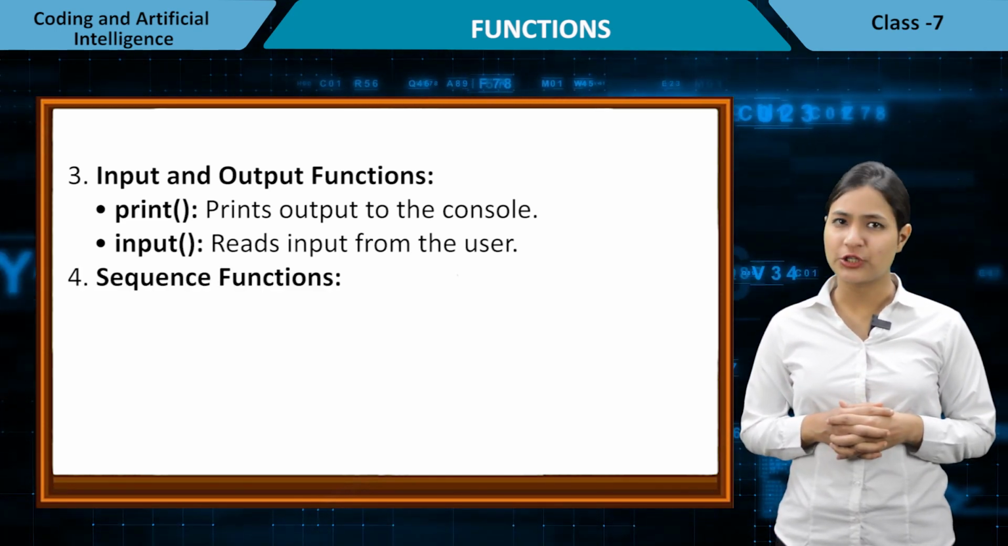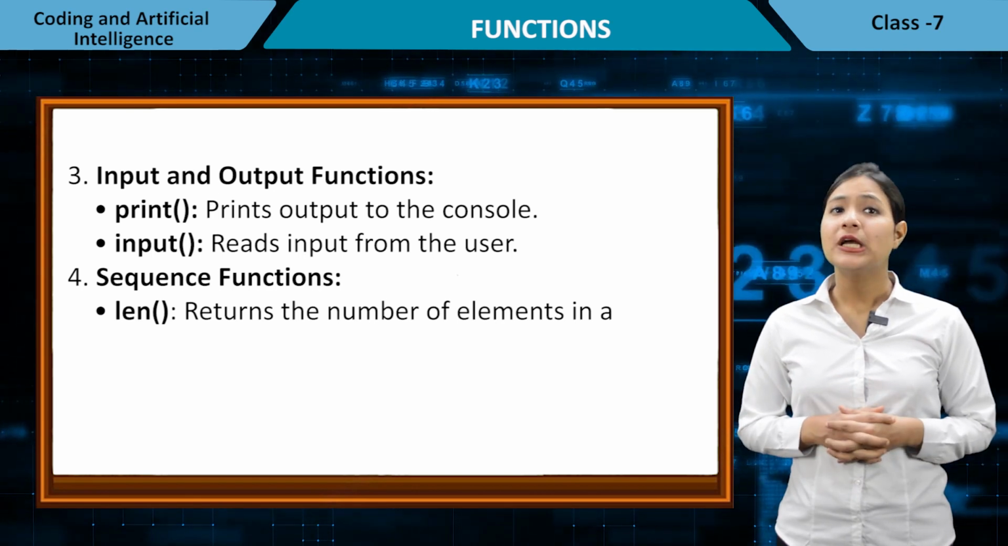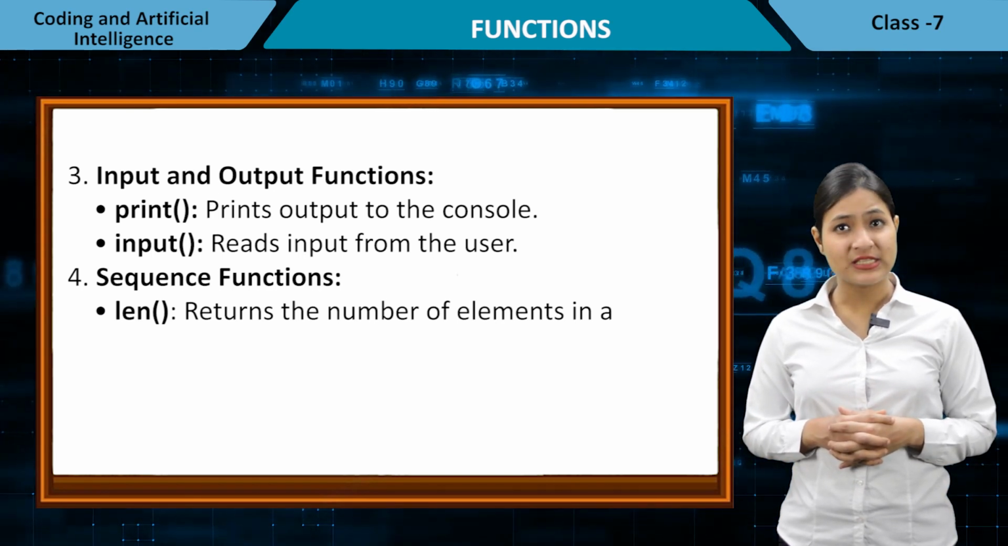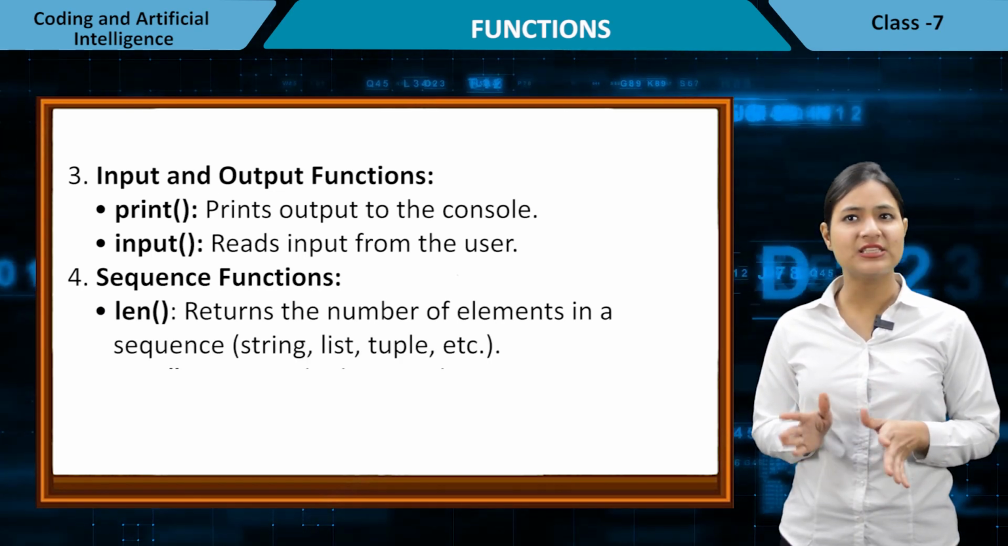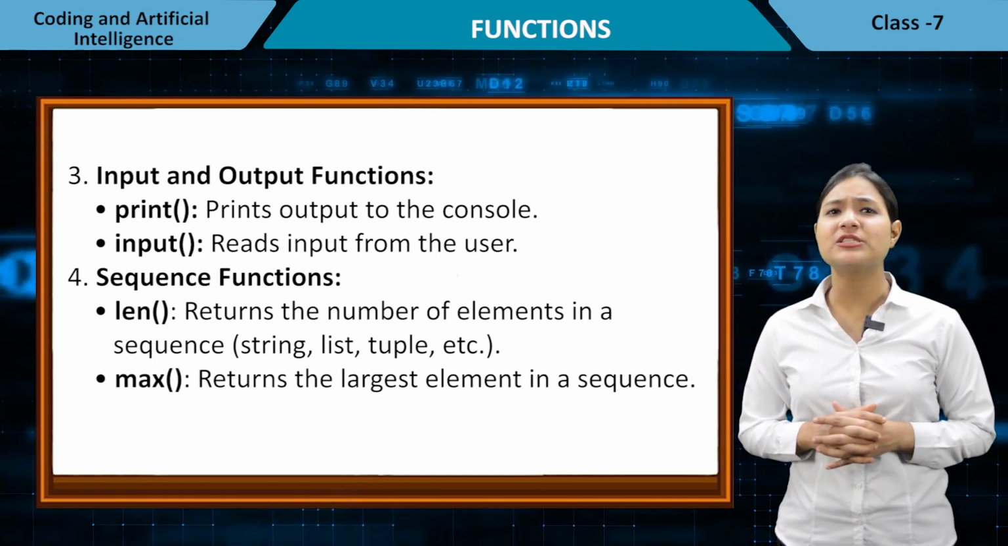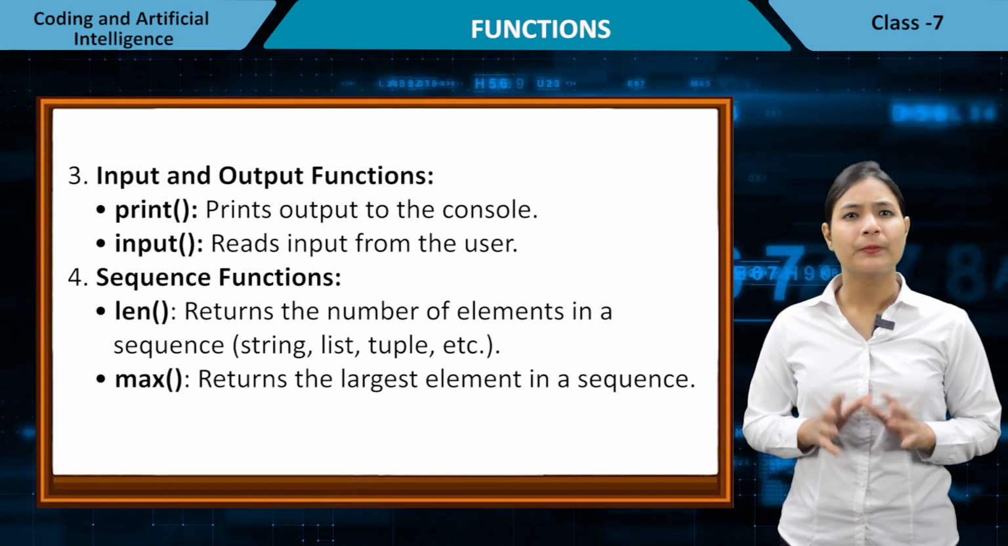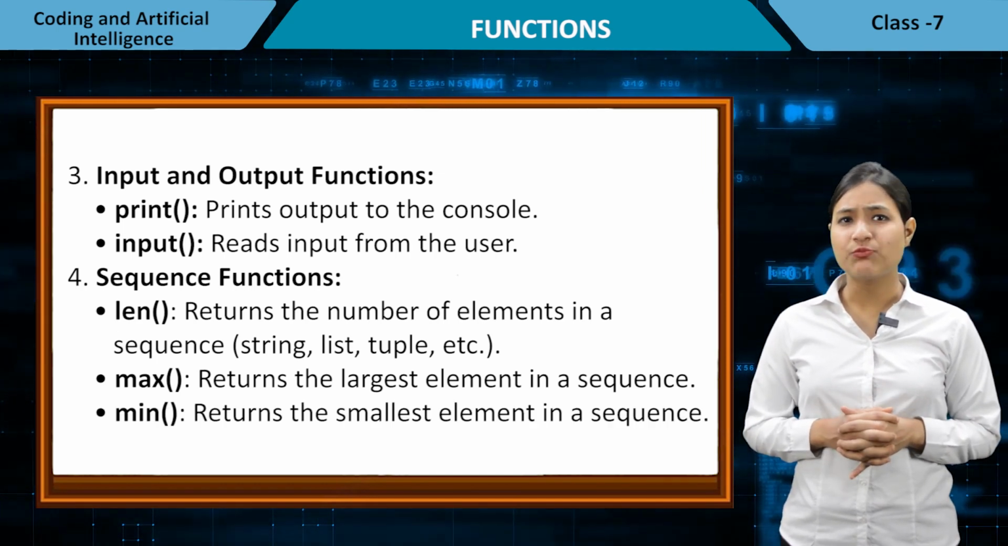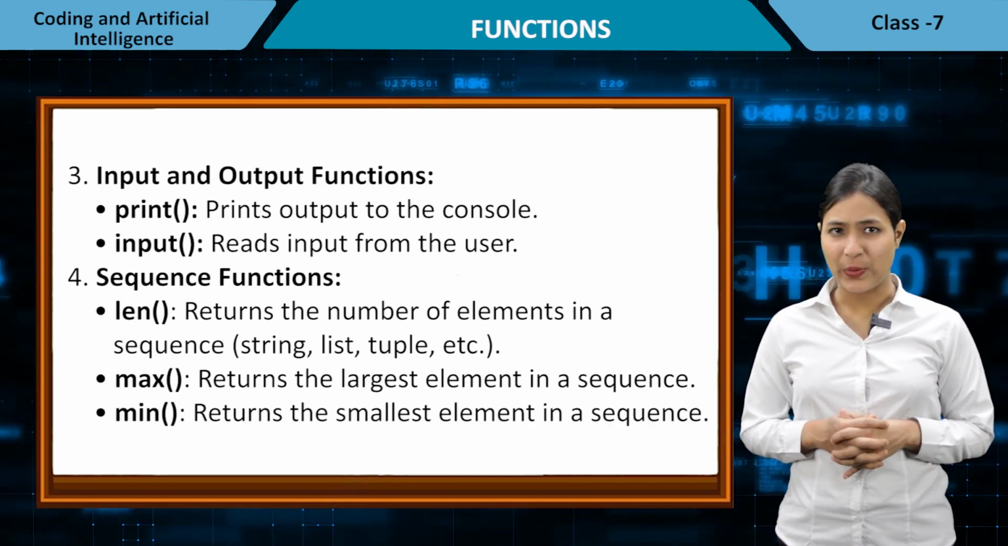Fourth, sequence functions. Len returns the number of elements in a sequence: string, list, tuple, etc. Max returns the largest element in a sequence. Min returns the smallest element in a sequence.